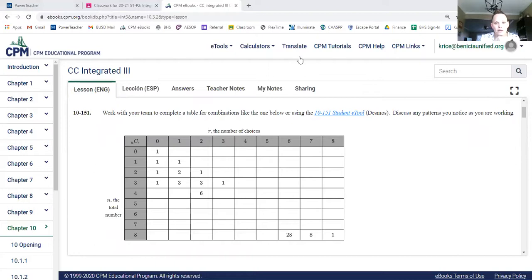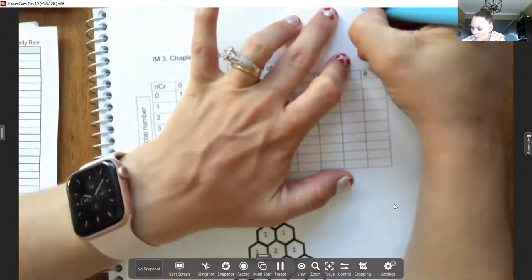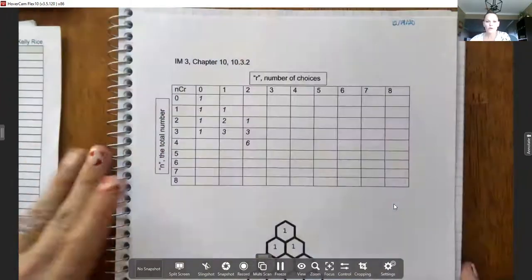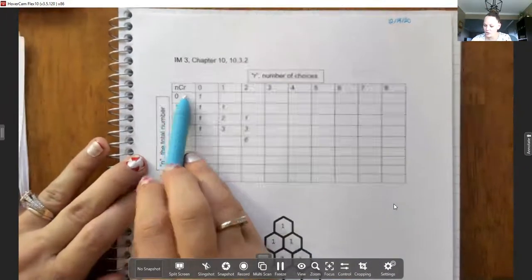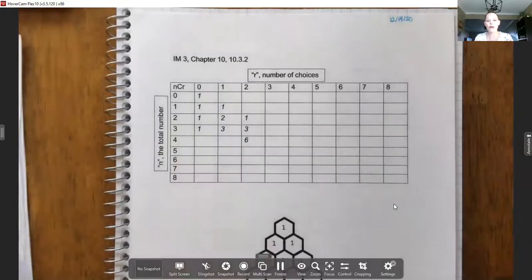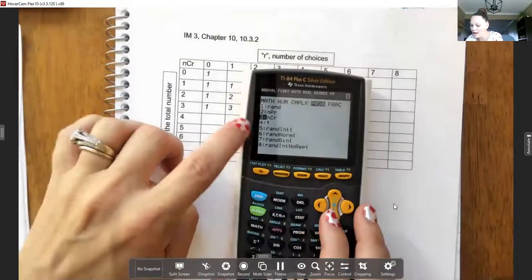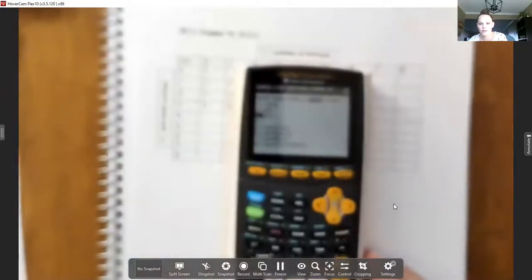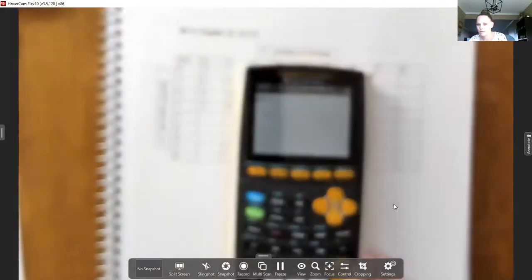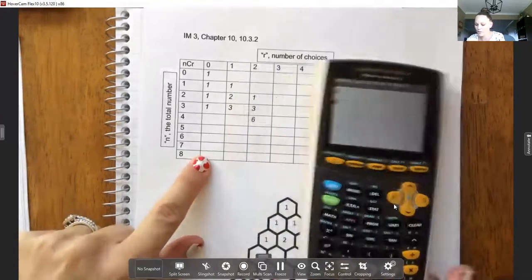So I'm going to share, I printed this for us to fill out. Okay, so this is like 0, choose 0. This box right here is going to be 8, choose 0. I didn't have my calculator last week, but if you have a graphing calculator, if you hit the math button and go over to probability, you have this down at number 3. So I could do 8 and then hit over, choose 0, and I get 1 for this bottom box.